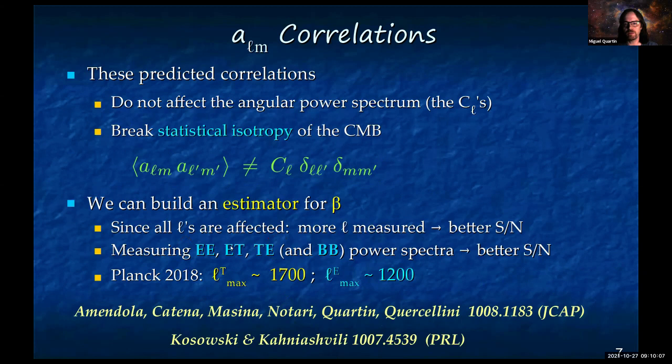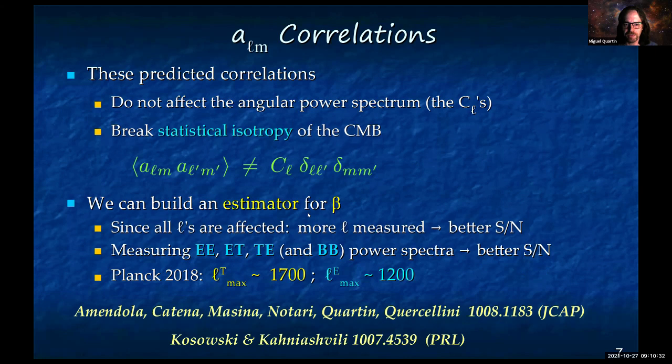Now, these predicted correlations have some interesting properties. First of all, they do not affect the primordial angular power spectrum, because actually they do affect it, but it's all beta squared. And unless you have a mass, then it's not really beta squared, but it's very small in practice. But they do break the statistical isotropy of the CMB. So you don't have this diagonal correlation completely any more. You have off-diagonal correlations, as I was saying.